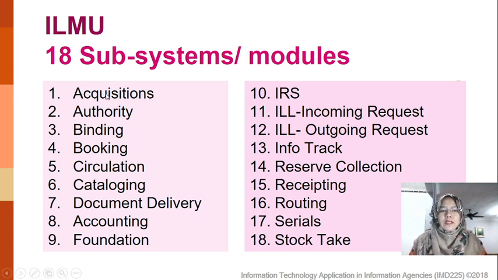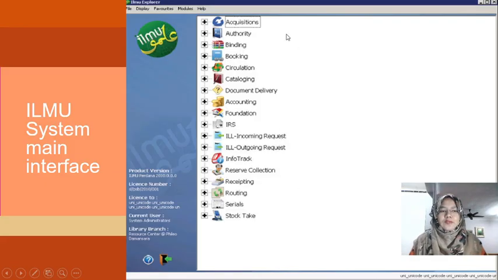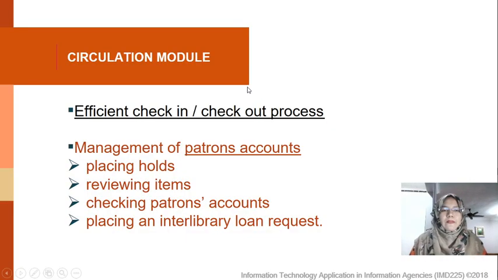Starting with acquisition, authority, binding, booking, circulation, cataloging, document delivery, accounting, foundation, IRS, ILL. They also have InfoTrack, reserve collection, receiving, routing, serials, and also stock take. This is the main interface of ILMU. For each department, acquisition, circulation, cataloging, they are included in the ILMU system. So we look at the circulation module.